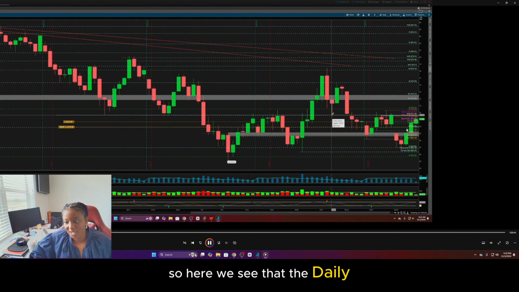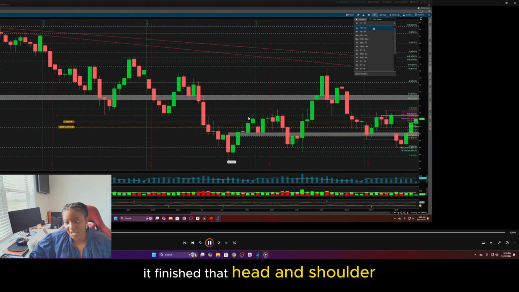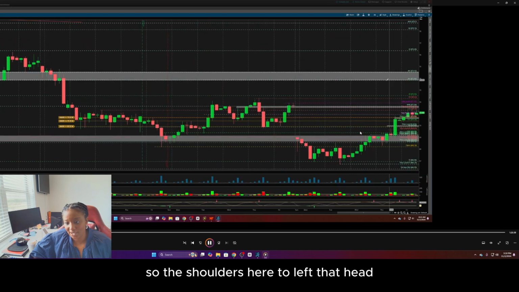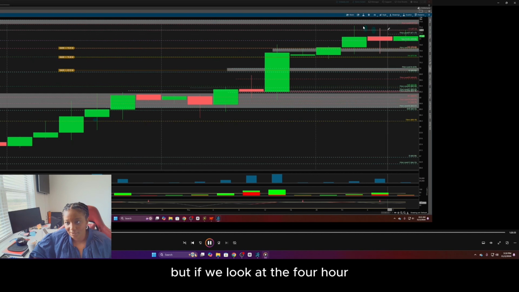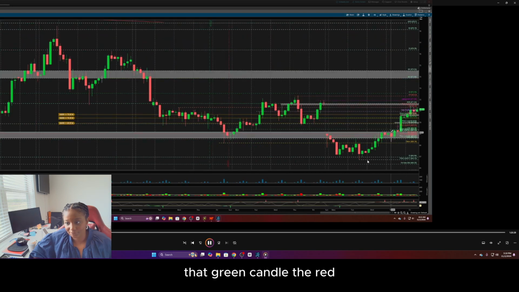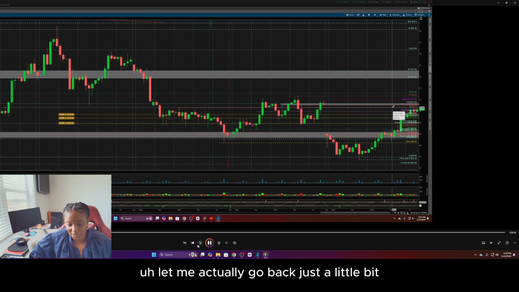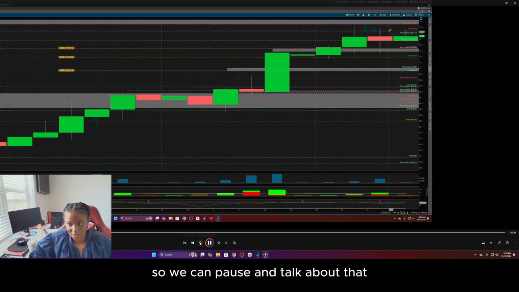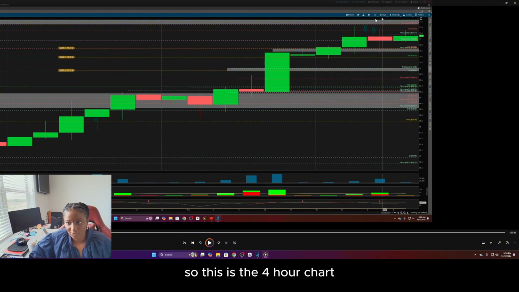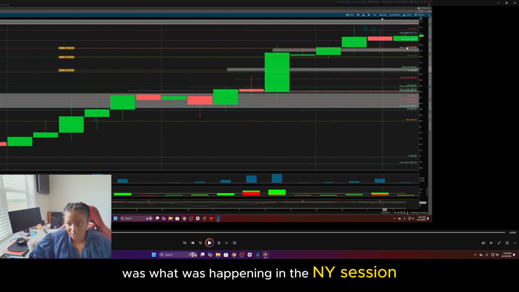So here we see that the daily finished that head and shoulder. The shoulders here to the left, that head, it came back up and filled that gap from the prior day. But if we look at the 4 hour, we see at the top how it's rejecting, right? That green candle, the red. Let me actually go back just a little bit so we can pause and talk about that. So this is the 4 hour chart. This candle to the right was what was happening in the NY session.